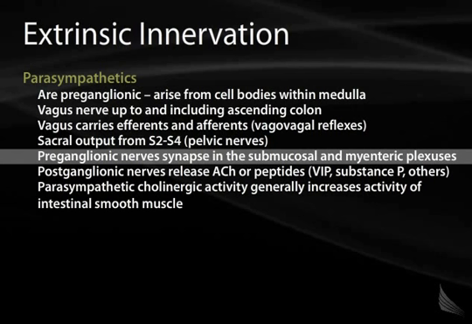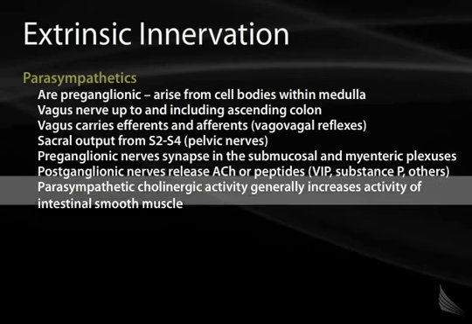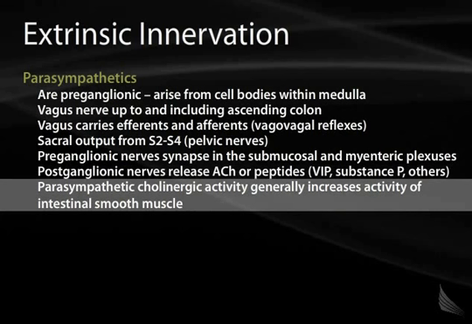This is shown in the previous diagram, where on the left-hand side of the screen, parasympathetic ganglionic nerves synapse in the myenteric and submucosal plexuses. Postganglionic nerves release acetylcholine or other peptides that we've already discussed, such as VIP, substance P, or others. Parasympathetic activity generally increases the activity of intestinal smooth muscle.